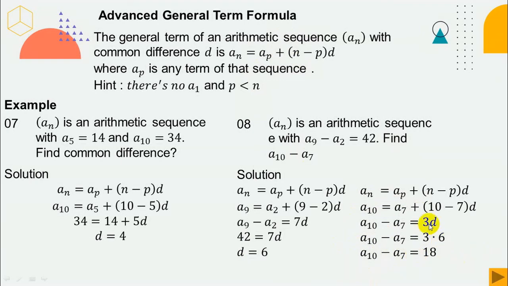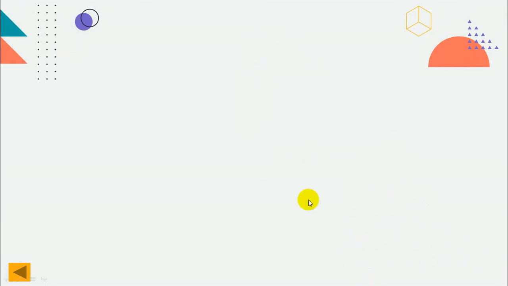I hope you understand this one. How about another example?